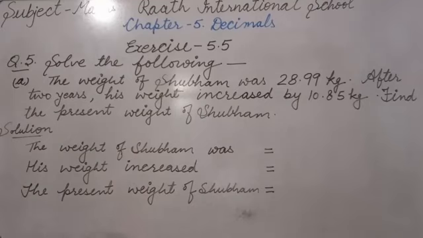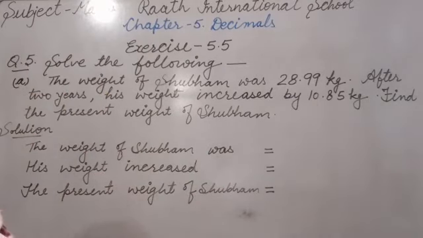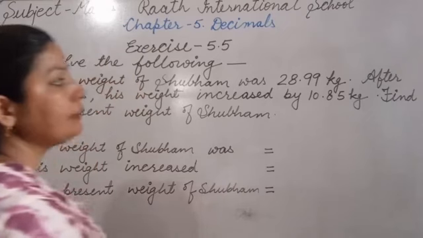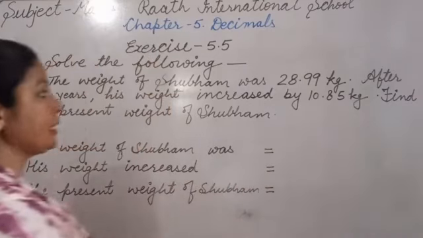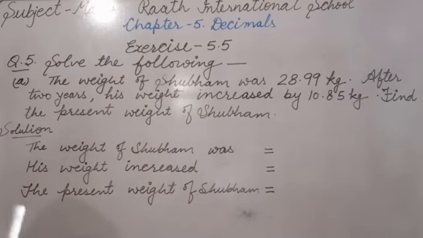Solve the following. Word problems are given to you. You have to solve the word problems. Okay. So A part is there. The weight of Subham was 28.99 kg. After 2 years, his weight increased by 10.85 kg. So find the present weight of Subham. So now you have to tell Subham's present weight, how much his weight is now.